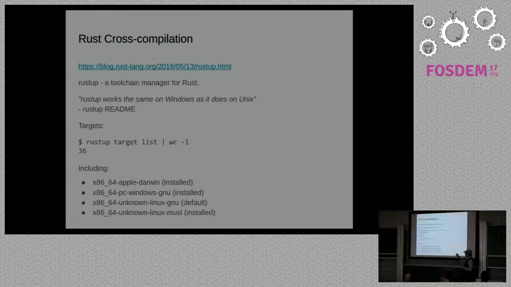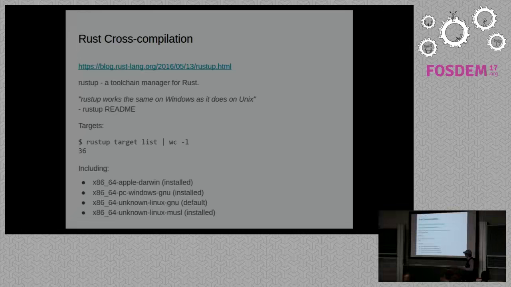So you have 32 and 64-bit OS X, Windows on GNU and Visual Studio, as well as Musl and GNU versions of Linux. So from my single Linux host OS, I can cross-compile to all these different versions of Rust and make libraries and binaries that are compatible.